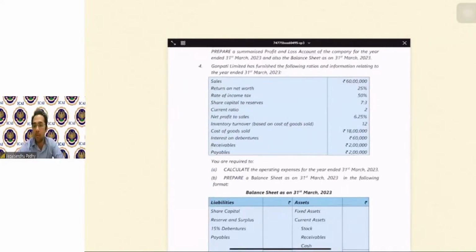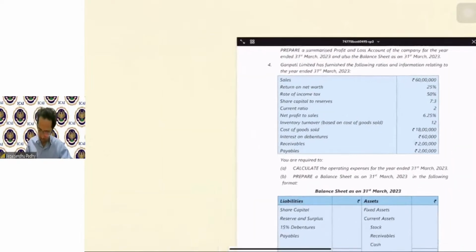Okay, fine. So we have to calculate, our first objective is to calculate the operating expenses. Now to compute the operating expenses, we need to begin with the sales figure.